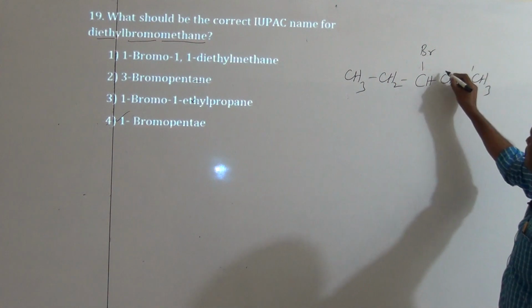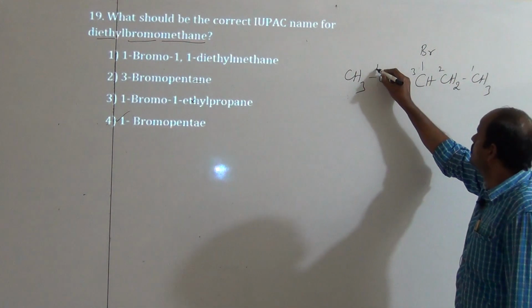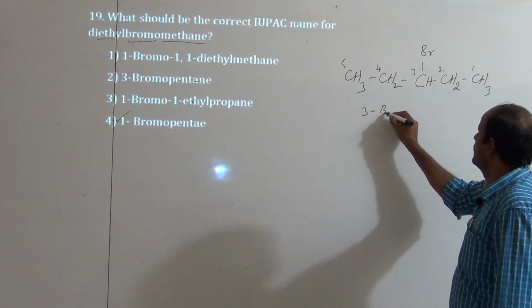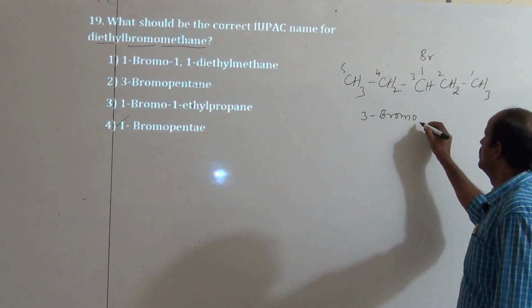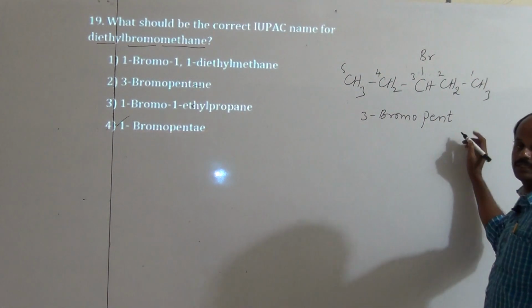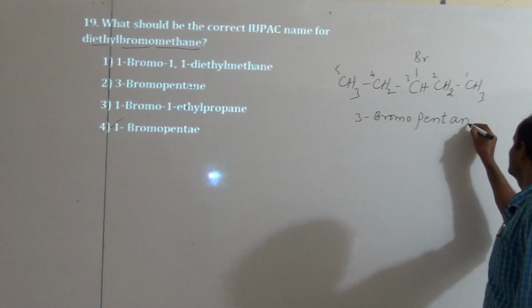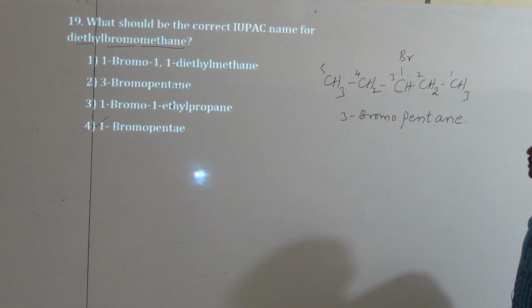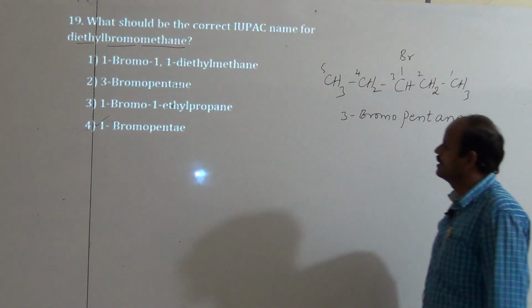Give the numbering 1, 2, 3, 4, 5. On the third carbon, what is there? Br is there, bromo. How many carbons are there? 5, pent. Single bonds are there, ane. It is a hydrocarbon, secondary suffix e. Just 3-bromopentane. Okay.